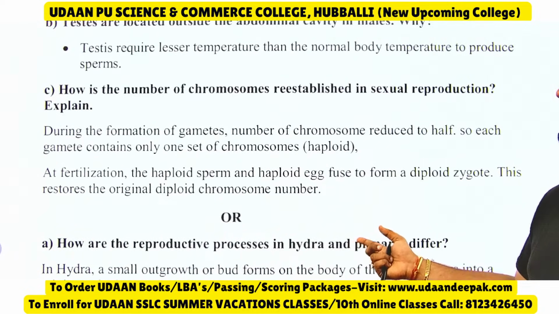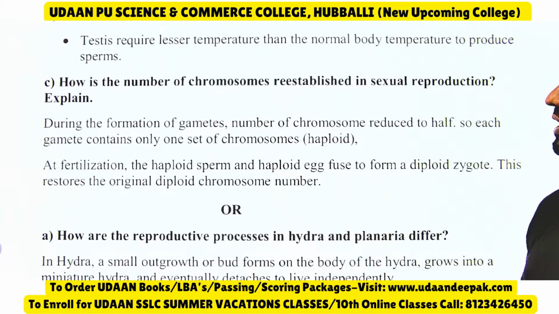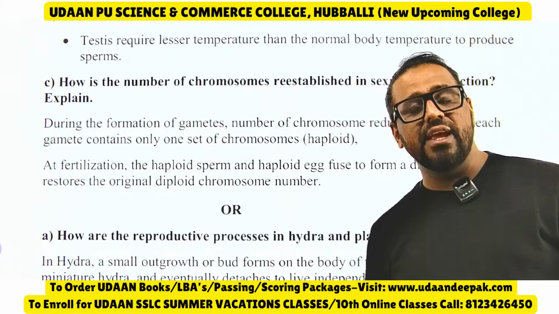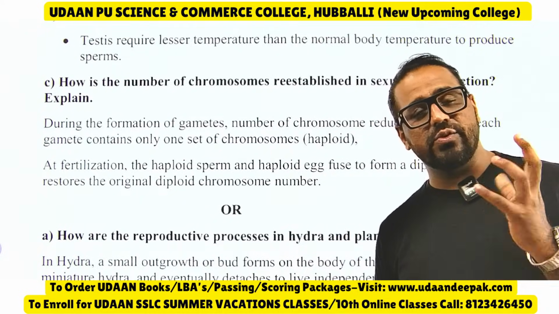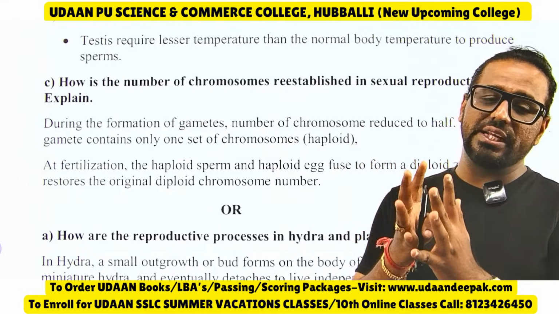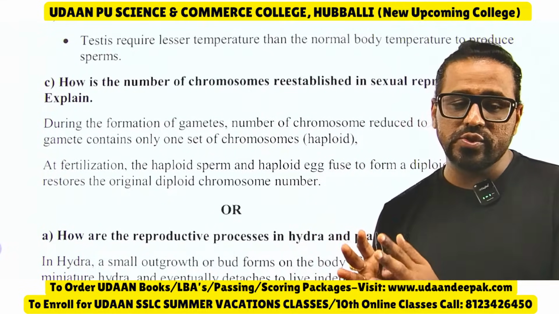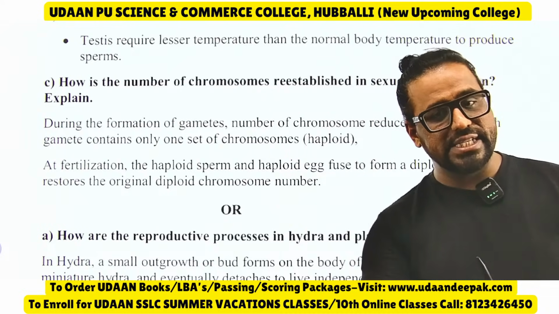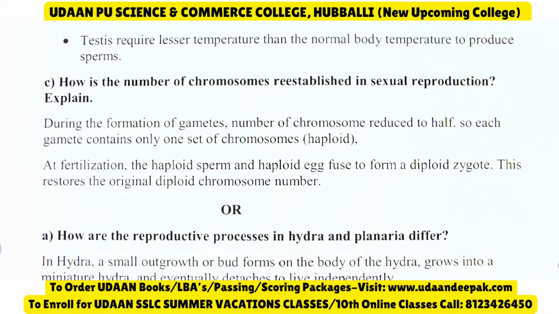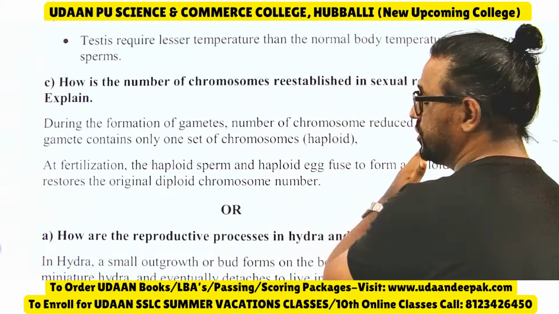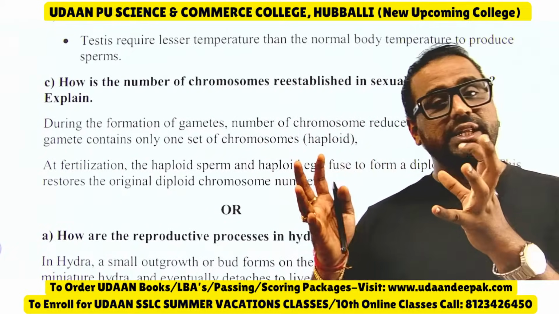How is the number of chromosomes re-established in sexual reproduction? You know that the sperm has 23 and the egg has 23. So again 23 plus 23, they will get what? 46. So the diploid number of chromosomes is re-established here. That is the answer you should write. See, during the formation of gametes, the number of chromosomes is reduced to half, and total 23 pairs.